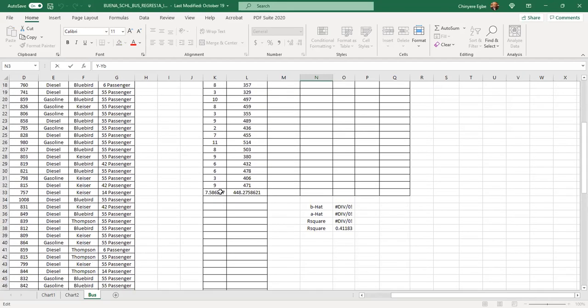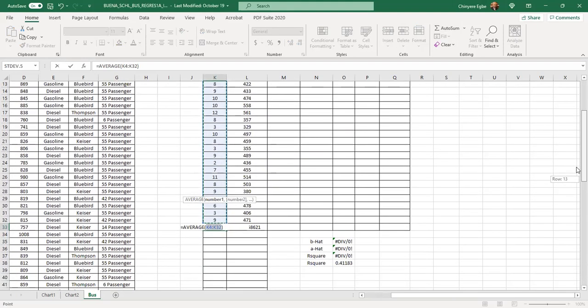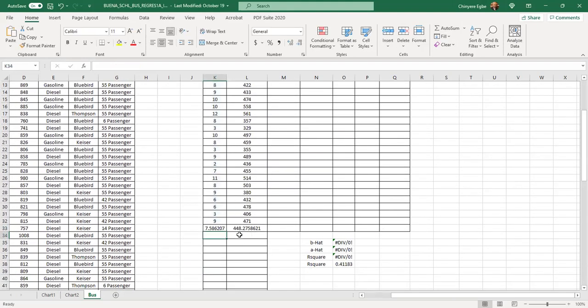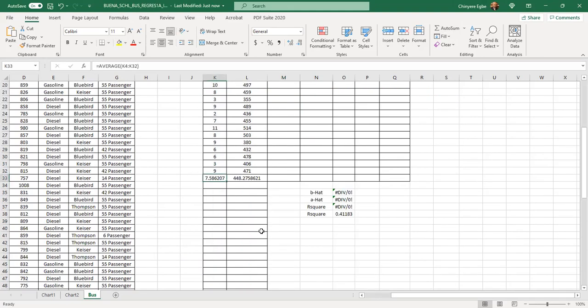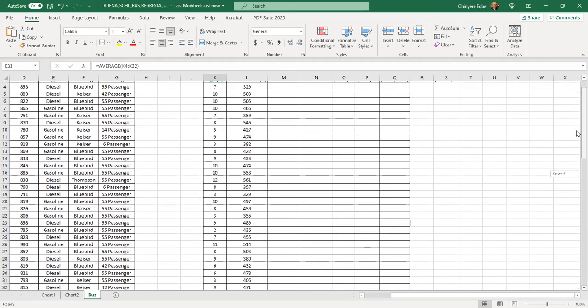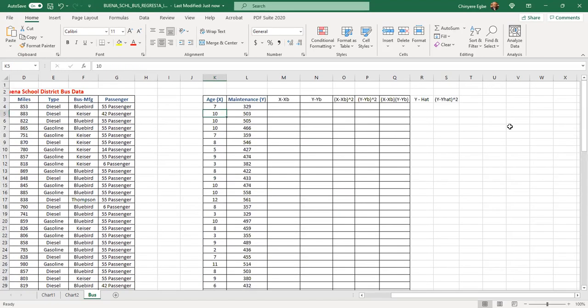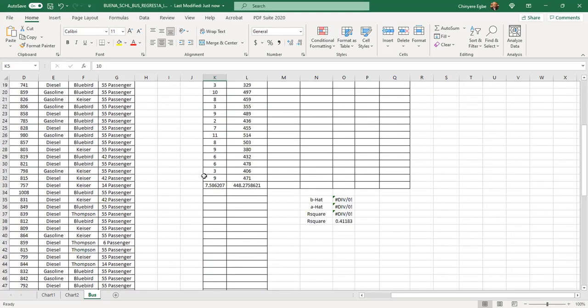So this is x bar. We find the average of x, and we do the same thing to find the average of y. Then we calculate x minus x bar. We take each value, this is x, so 7 minus 7.58, and we take 10 and subtract 8 from that mean.